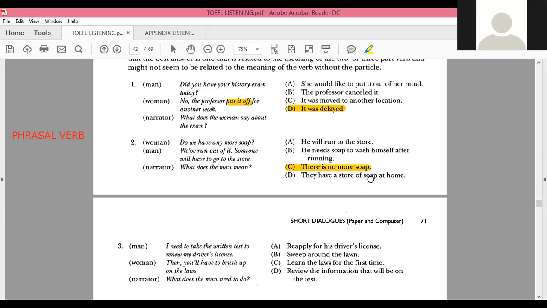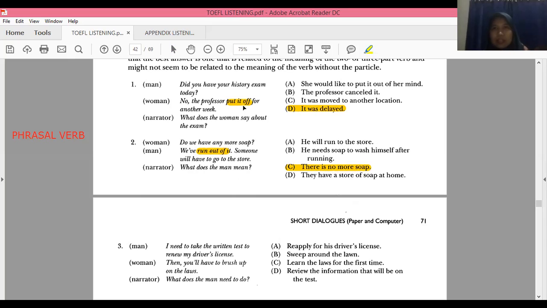Phrasal verbnya apa, from the conversation? Run out. That's right. Run out of. Run out of it. Look at this: the one above has only two phrasal verbs. Put off, the subject is in the middle.